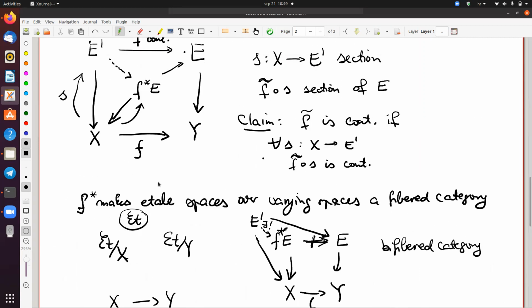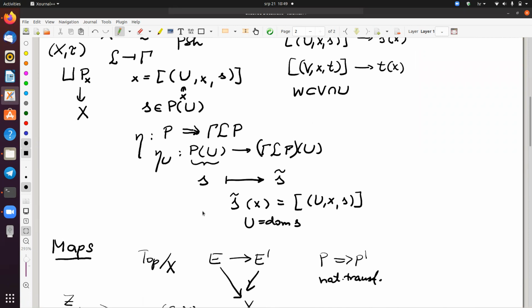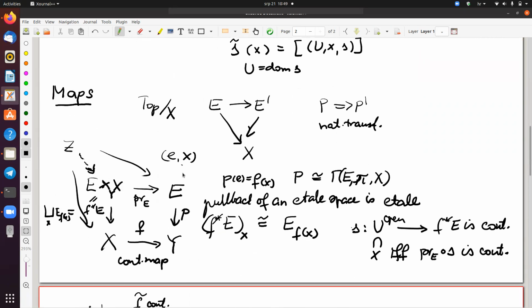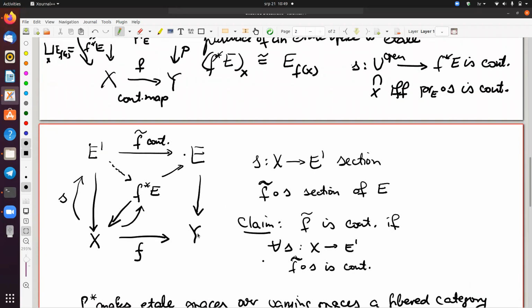So today, in addition, I explained this epsilon and eta in more detail, and I explained a little bit about maps, including maps around different X and Y.